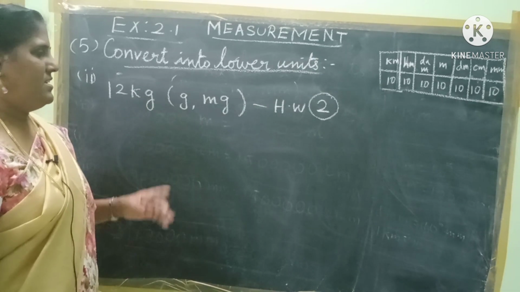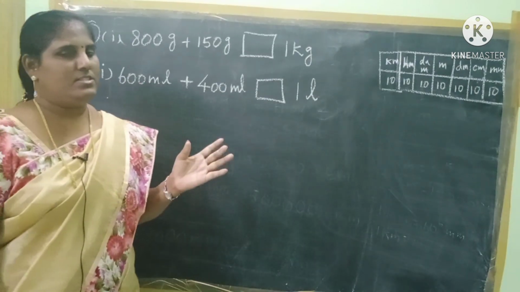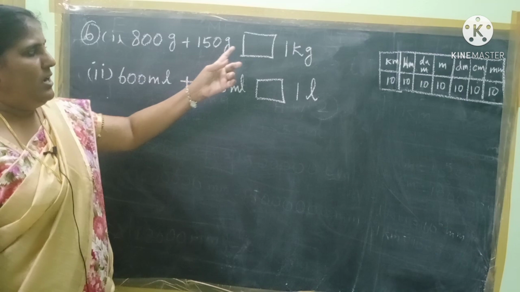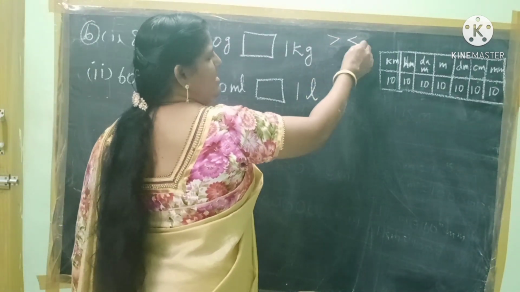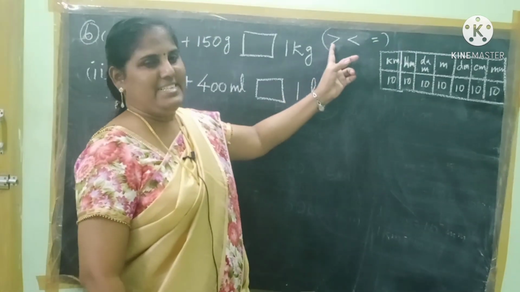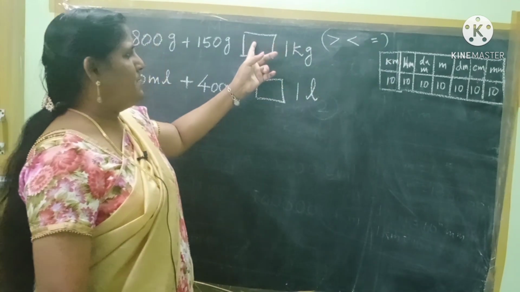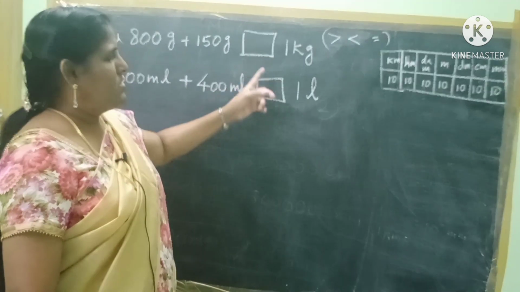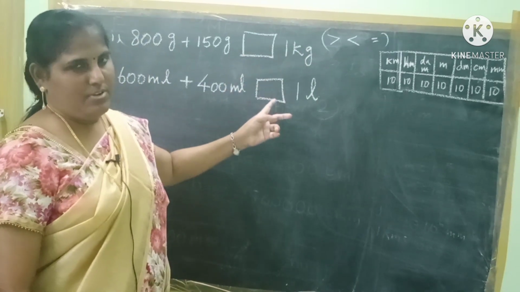Okay, children. Let us see the next sum. So this is the question number 2 for the homework sum. So in the sixth sum, what is the title? You should put the symbol for greater than, less than or equal symbol. So what is the symbol for this? Greater than, and this is less than, and the equal to symbol. So you should put the appropriate symbol in the box.